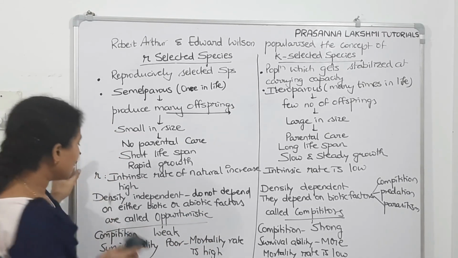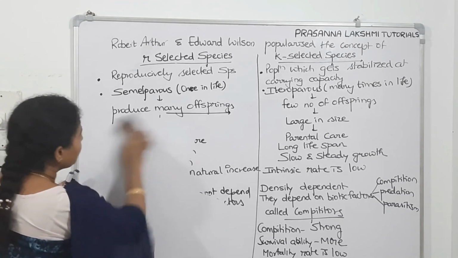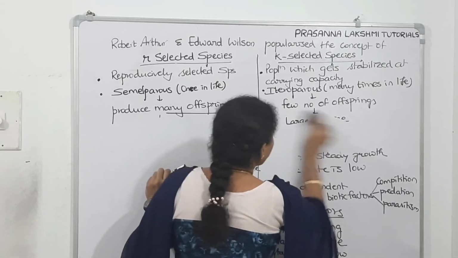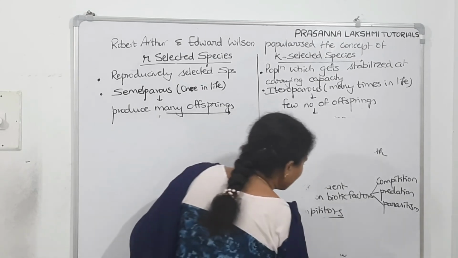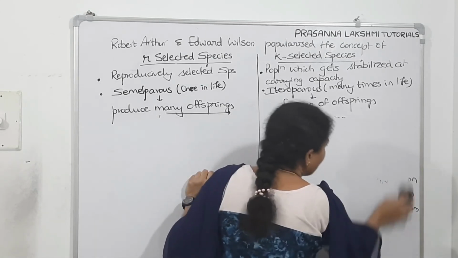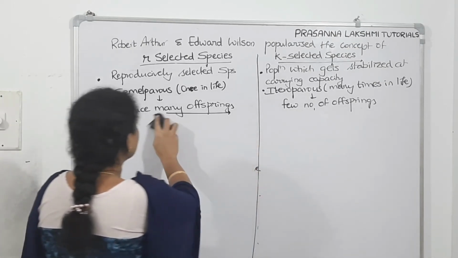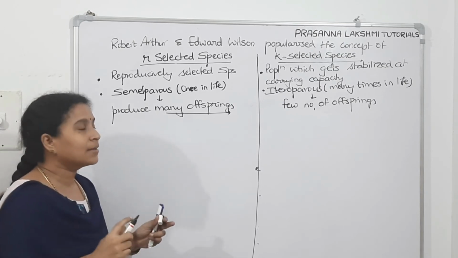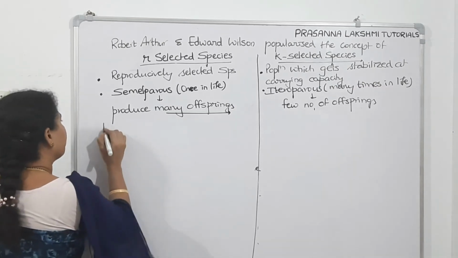Now, we'll see a few more differences between R and K selected species, then we will add the examples. Okay, hope you are understanding. This is a very important topic. Only a bit is mentioned in the NCERT, but once in the NEET examination they have asked. So taking that into consideration, we are working in a better manner on what R selected species and K selected species are. Now, the population size.